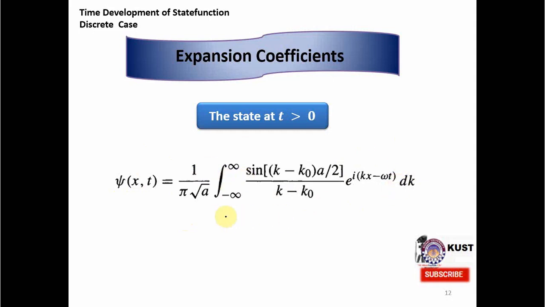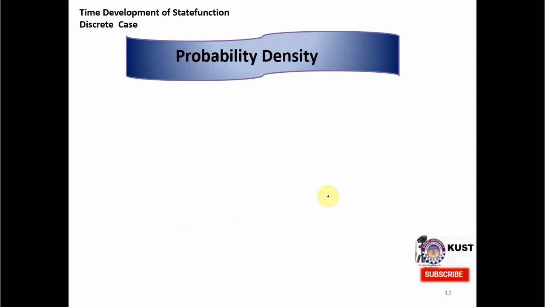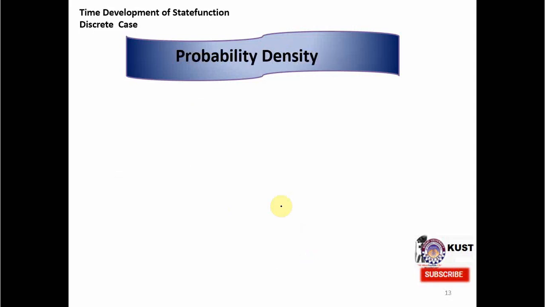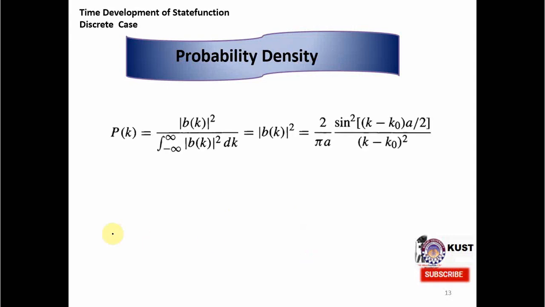So this was psi naught, and when H was acting, it was producing this omega t over here. So this is the final state, and in this final state, h bar omega is h bar k squared by 2m, which are the energy eigenvalues corresponding to the Hamiltonian operator. So now we are able to calculate the probability density. Probability density is, as you all know, |b_k| squared, but downstairs you see the integral over b, because it's a continuum case.